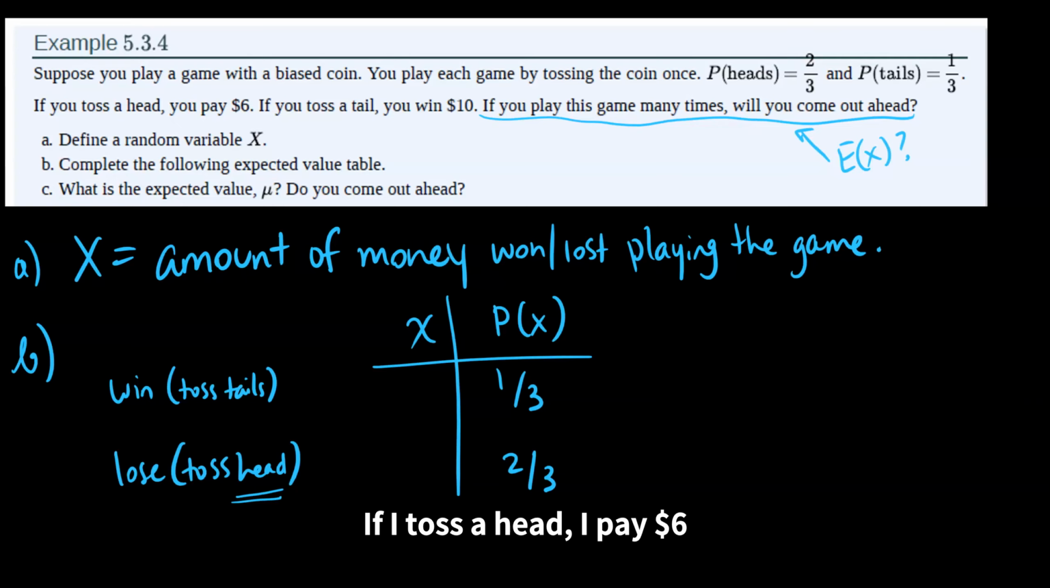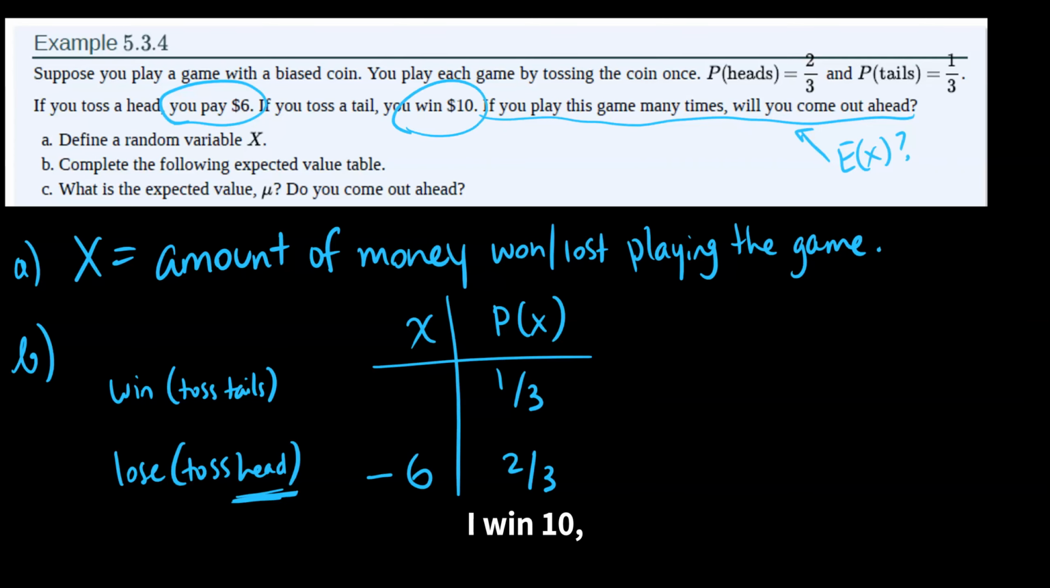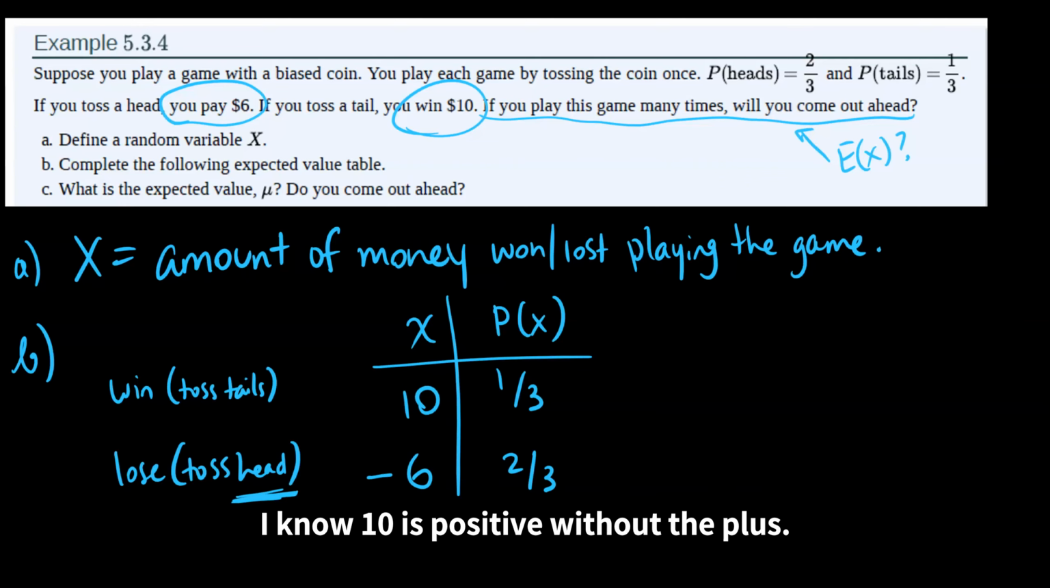If I toss a head, I pay $6. So that means I'm going to lose $6. Yes? Yes. If I pay $6, I'm losing it. If I toss a tail, I win 10. That means I'm gaining 10. I don't need that plus sign in front of the 10 because I know 10 is positive without the plus.